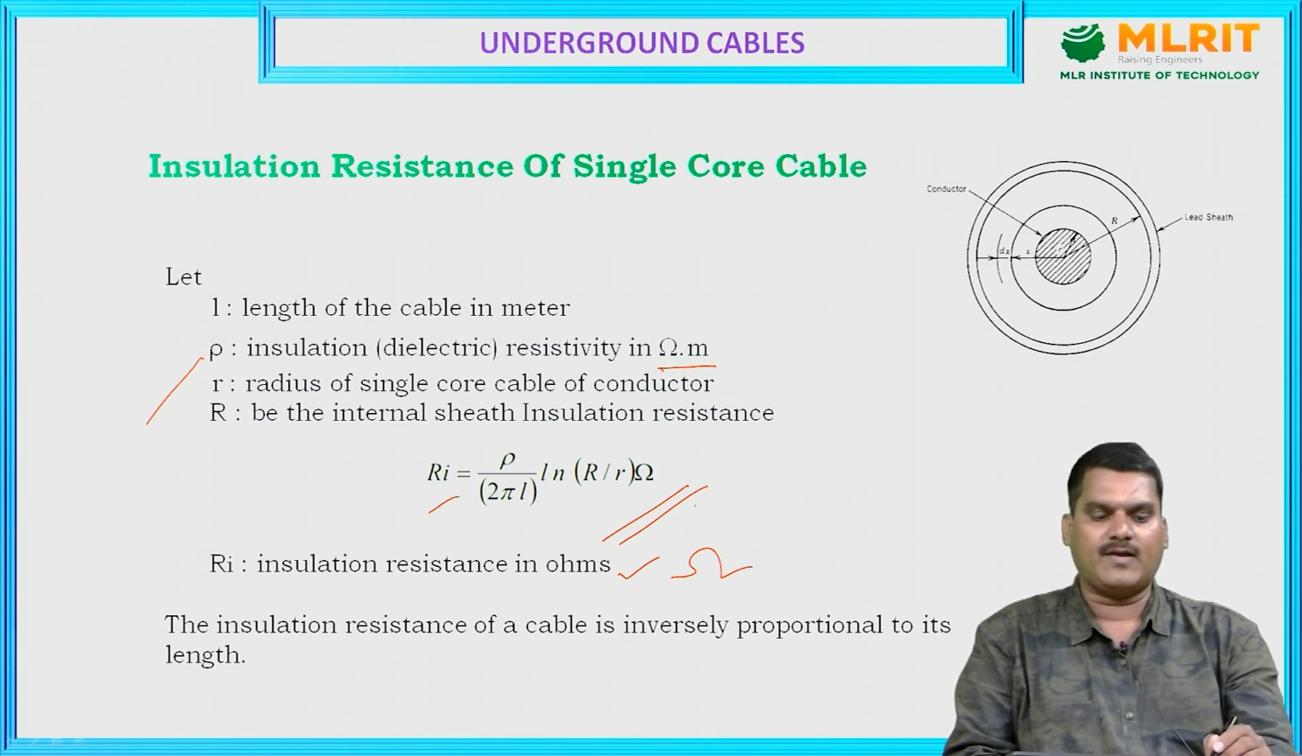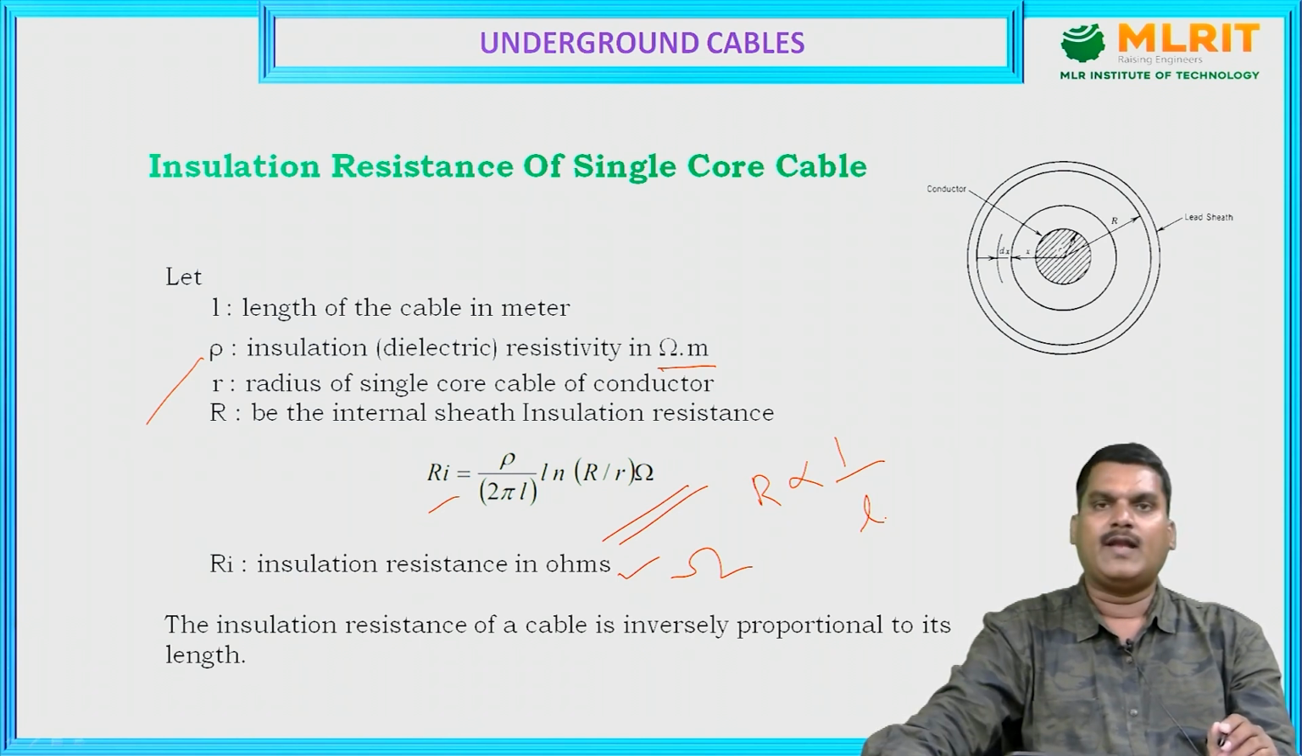So we can observe that by using this formula, the insulation resistance of a cable is inversely proportional to its length. If you take a long length of cable, the resistance value will be less than for a short length of cable. So R is proportional to 1 by L. This is one of the observations we can see from this formula.